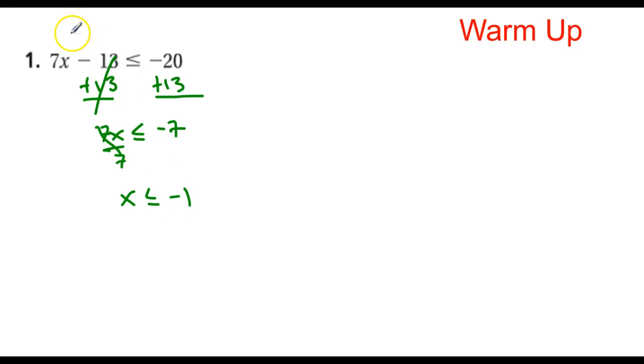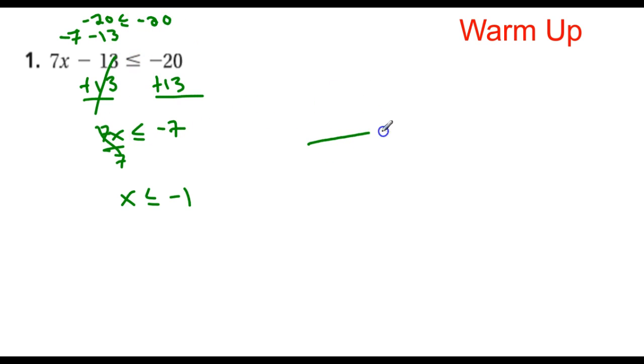And if you were to check this, if you put negative 1 in, what do we get? Well, we get negative 7 minus 13, which equals negative 20. Is negative 20 less than or equal to negative 20? It is. In fact, it's equal to it.